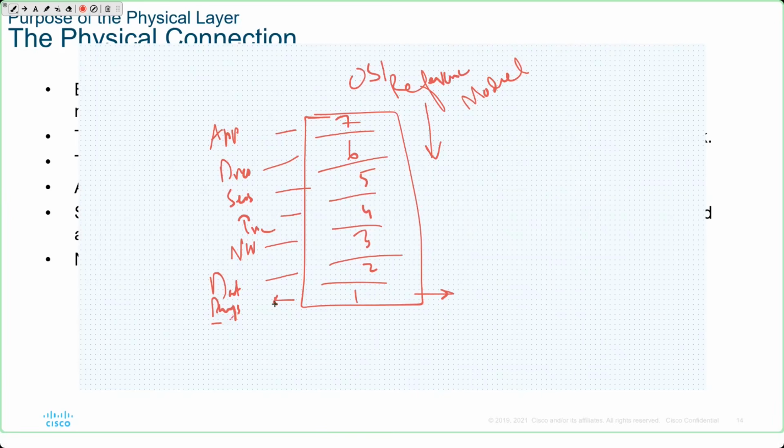Layer 1 is called the physical layer, and the physical layer is responsible for providing a functionality or solving the problem of the physical connectivity between 2 computers. Okay, so we have 2 computers, we want them to communicate together. What are the physical requirements for 2 computers to communicate together? We just focus on that. Okay, and that's what this module is about.